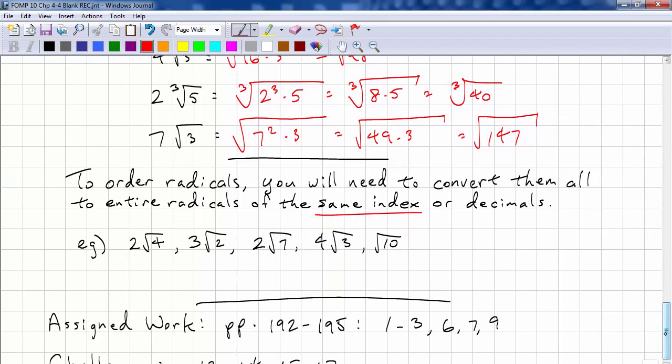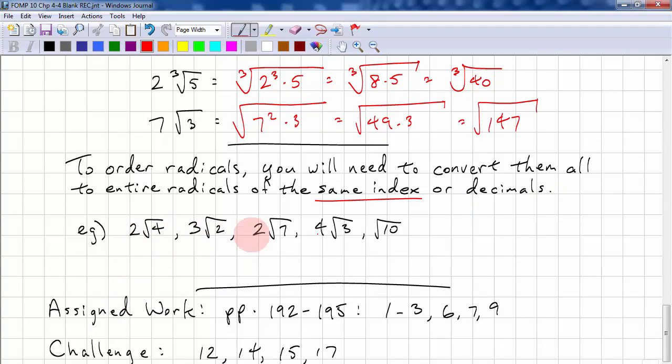And another task we need to do is to be able to order radicals. We need to convert them all to entire radicals using the same index. And the other option is just to convert them all to decimals. Okay, these are all square roots, so that makes it easy. So we have square root, 4 times 4 is 16. 3 squared is 9, times 2 is 18. 2 squared is 4, times 7 is 28. 4 squared is 16 times 3 is square root 48. And we just leave that alone. There's nothing to do because that's already an entire radical.